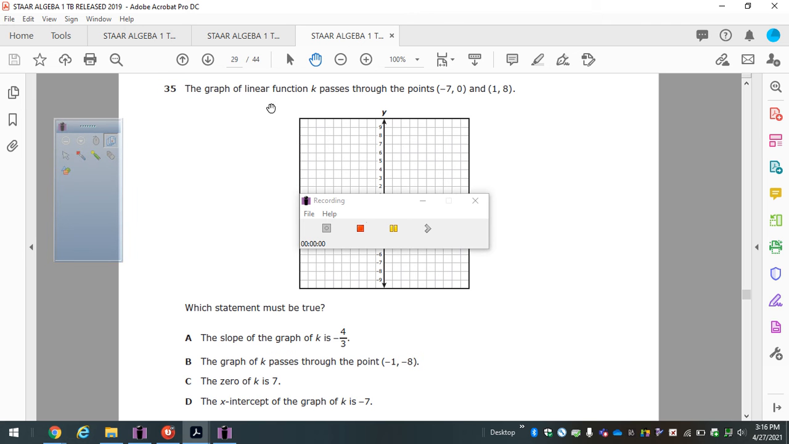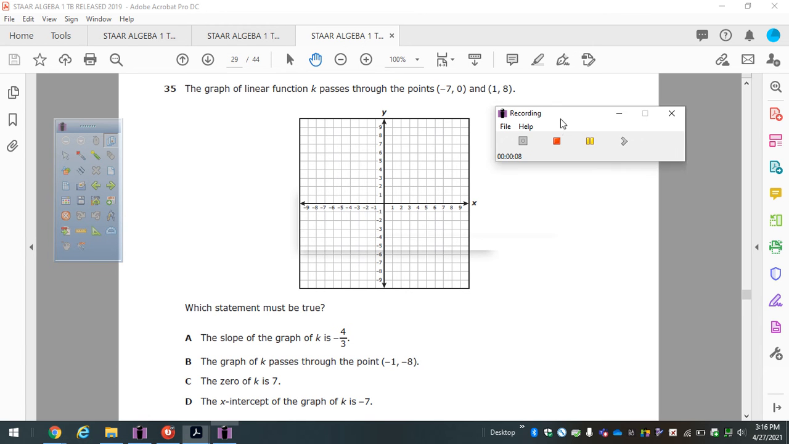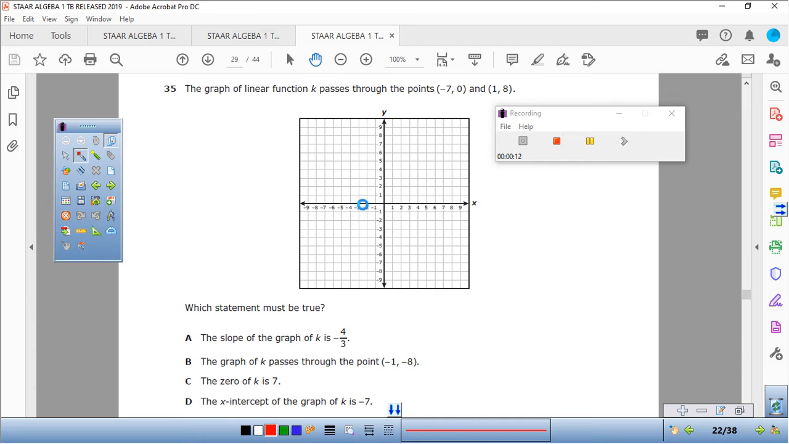Okay, guys, the graph of the linear function k passes through these two points. Let me just finish reading this, see if we actually need to plot those points. Which statement is true? Let's just think about this in our heads. Negative 7, 0, 1, 8. The slope of that is negative 4/3. It's a positive slope, so that's out.